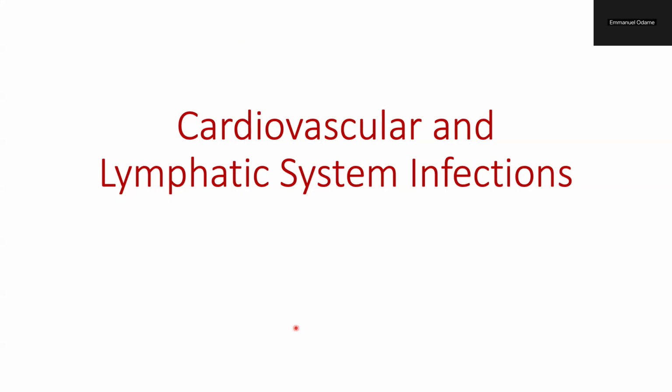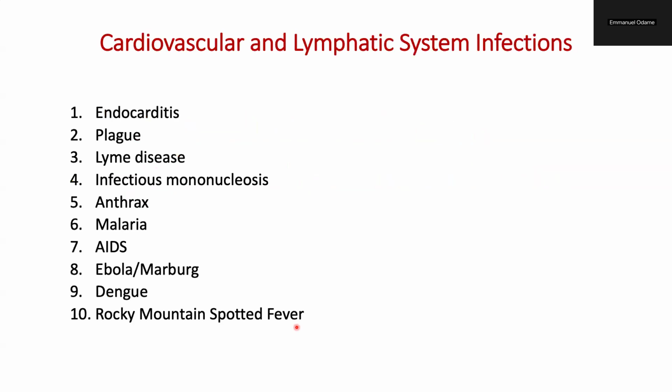In today's lecture, we are going to discuss diseases that affect our cardiovascular and lymphatic systems. So these are the diseases we'll be discussing today. We have the first one, which is endocarditis. We have second one, plague, Lyme disease, infectious mononucleosis. We have anthrax, malaria, AIDS, Ebola, dengue.